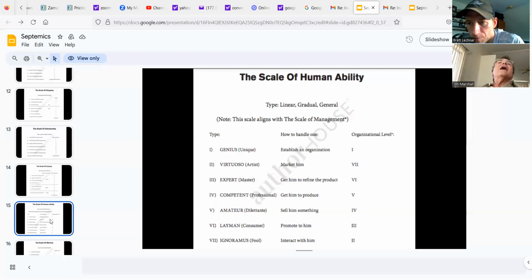If you find a guy who's an amateur baseball player, you can sell him a glove. You can sell him a bat. You can sell him sticky stuff to put on his hands. There's all kinds of things you can sell him because he's an amateur. He knows enough to know, yeah, I want to try that sticky stuff. Maybe that will help me get my curveball better. So yeah, that's what amateurs are.